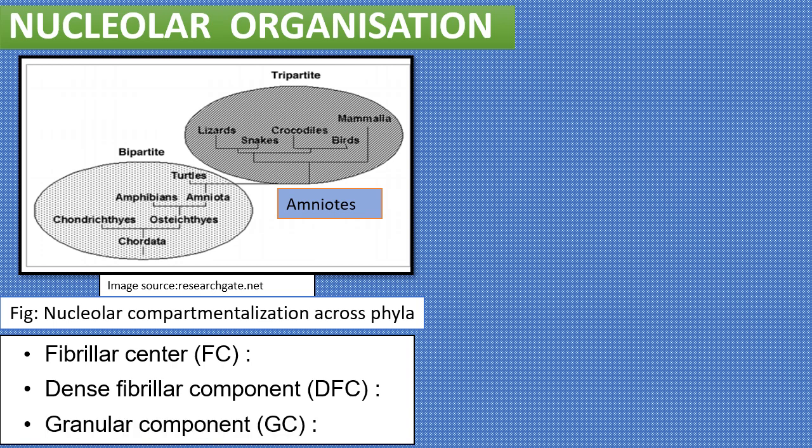But the anamniotes display a bipartite nucleolar organization. That means they do not have three components; they only have two components in their nucleolus. They lack the fibrillar center of the tripartite organization, and during evolution this third nucleolar compartment emerged at the transition point between the anamniotes and the amniotes, and this may be due to the substantial increase in the size of the ribosomal DNA intergenic region.